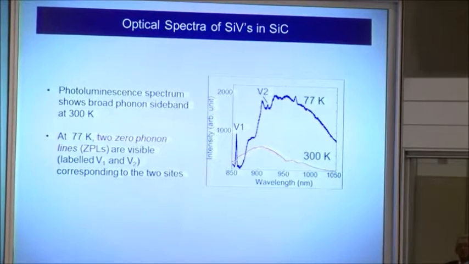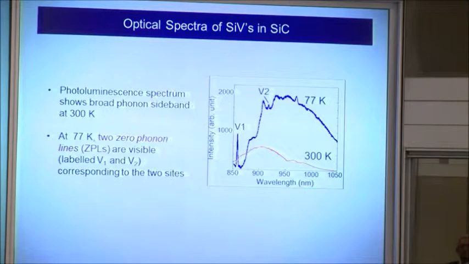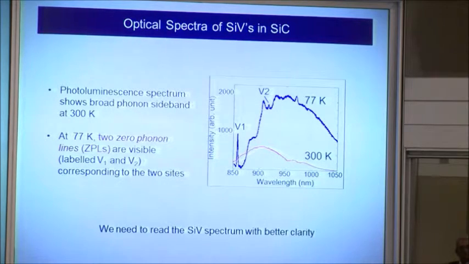But if you look at these spectra, it's not very impressive. And certainly at room temperature, it's not very impressive, because you can barely see any signature at all. And even at 77 Kelvin, we have these transitions that we want to be our signature for what's happening with the spin state of the silicon vacancy. And the signal to noise isn't particularly good. There is a huge background. So we need to read these spectra with better clarity.